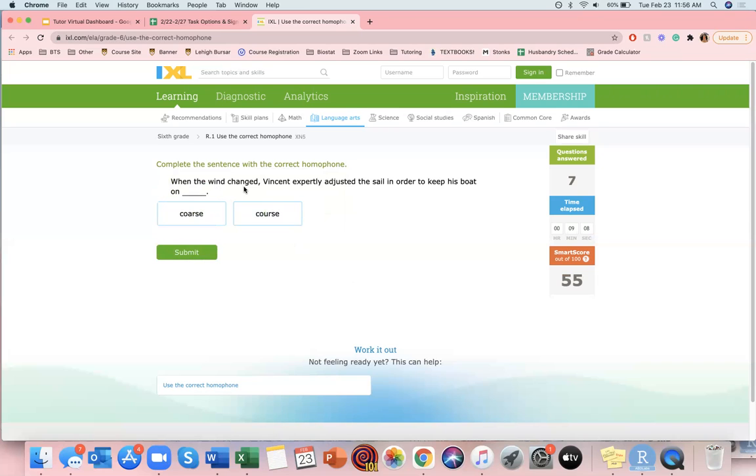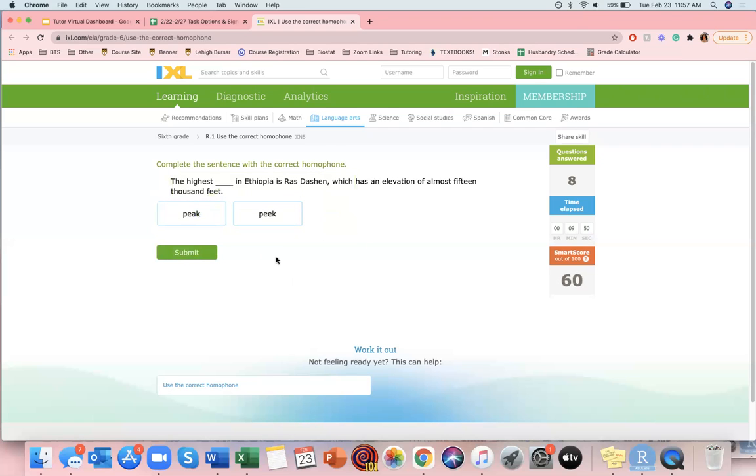Okay. When the wind changed, Vincent expertly adjusted the sail in order to keep his boat on blank, coarse or course. So coarse is one of the words to describe someone's voice. So a coarse voice kind of sounds very dry. And when you hear someone with that kind of voice, you kind of want them to drink water. Meanwhile, course is not only a subject in school, but also the direction and plan of which this sail is going to. So it would be course. So when the wind changed, Vincent expertly adjusted the sail in order to keep his boat on course or path.